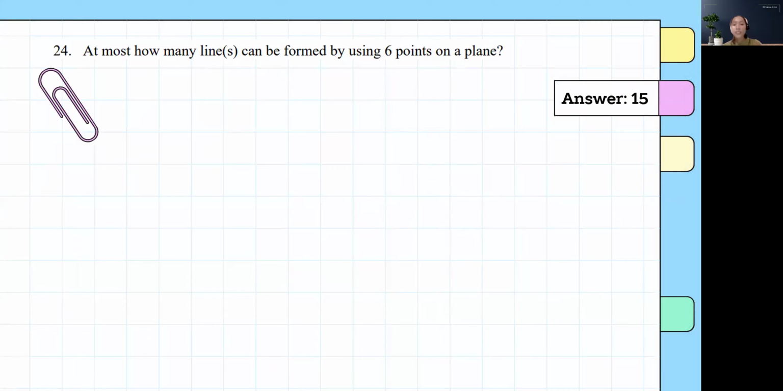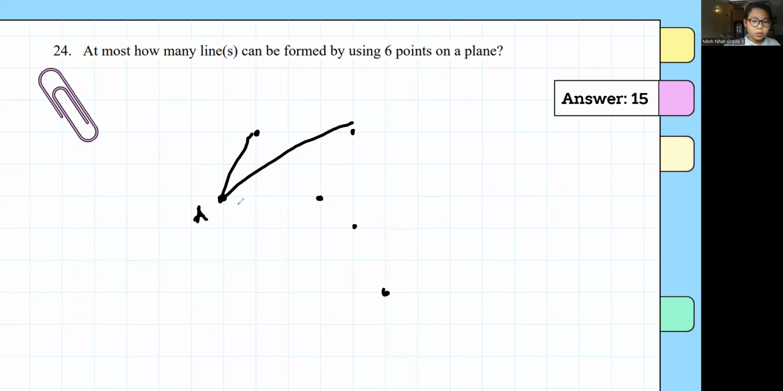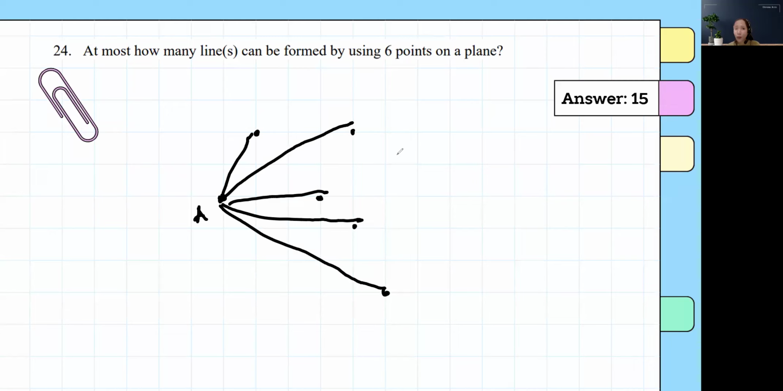At most, how many lines can be formed by using 6 points on a plane? All right, let's use 6 points. For example, we have these points 1, 2, 3, 4, 5, 6. So we start from point A. That's 1, 2, 3, 4, 5. I'd appreciate it if we mute our microphones throughout. So for A, we have 5 lines.